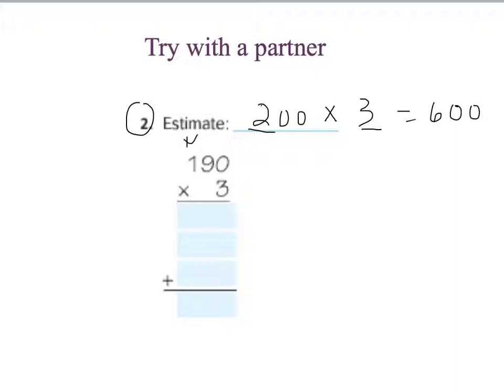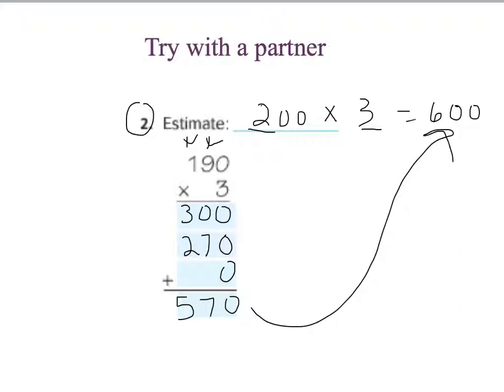So 100 times 3, or 3 times 100, and we get 300. Then we have 90 times 3, or you can think of it as 9 tens times 3. So 9 times 3 is 27. And because it's the tens, 10 has 1 zero. And then 0 times 3. And then we add those three columns together. And our answer is 570, which is close to 600.